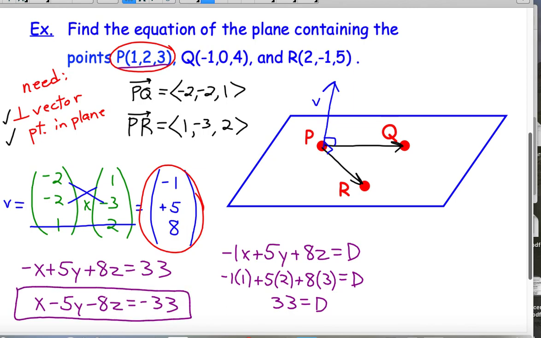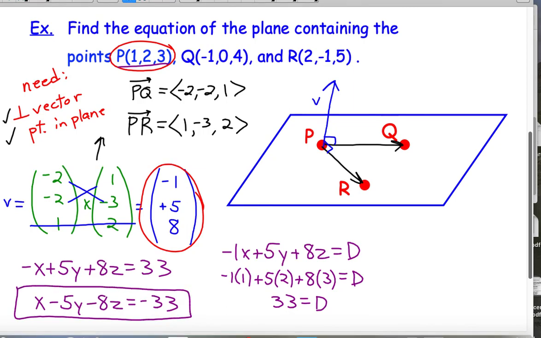Now what we can do is double check and make sure, well, we know the point 1, 2, 3 works in there. Let's check this point Q. If I plug in those numbers for x, y, and z, I'm going to get -1 minus 0 minus 32, that gives you -33. So Q does work in that equation. Now let's try R. Put in 2 for x, we're going to get 2 plus 5 is 7, minus 40 is -33. So all 3 points work. So this is our equation, and we're done.